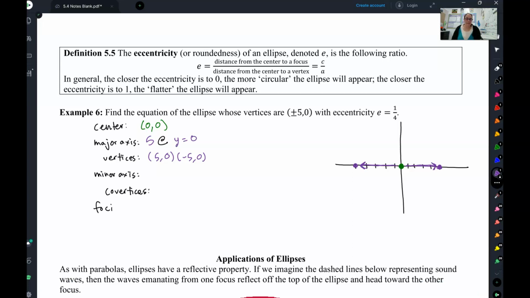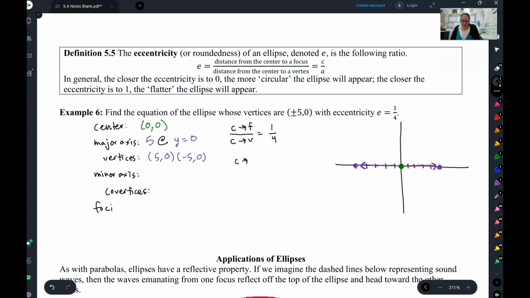Now, that's all I'm given except for the eccentricity. So let's talk about that eccentricity a little more. The eccentricity is the distance from the center to the focus divided by the distance from the center to the vertex. And in this case, we know our eccentricity is 1/4. Well, I know one of these distances. I know that the distance from the center to the vertex, that is this major axis. So the center to the vertex is my major axis length, which in this case is 5.